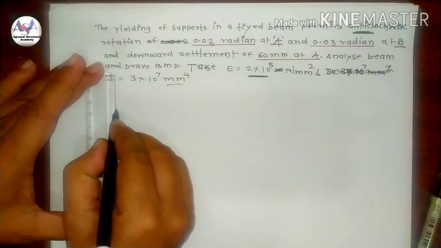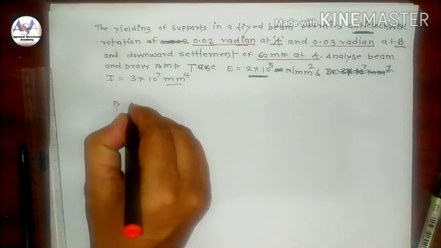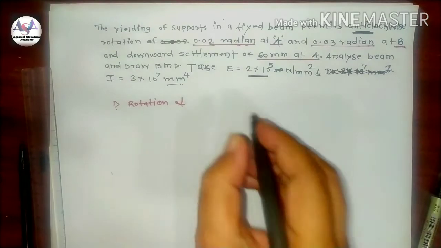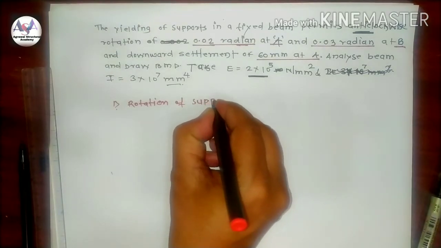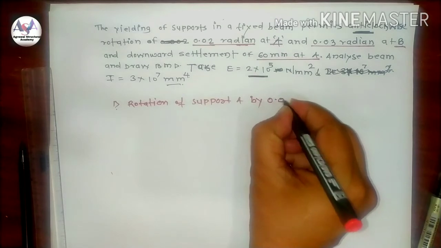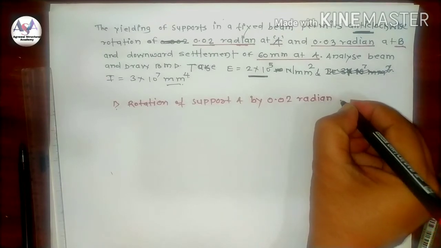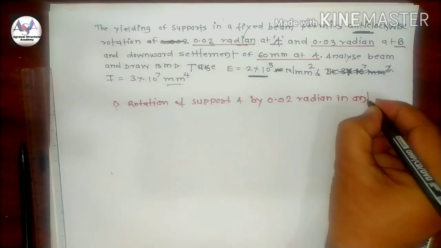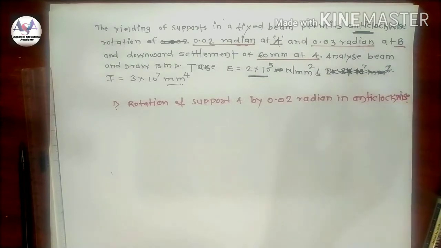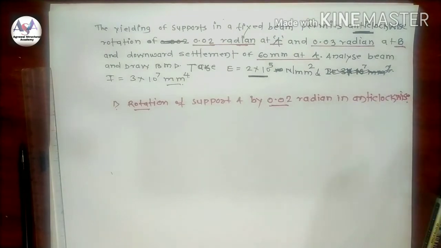So now suppose this is a fixed beam. We take the first case: rotation of support A by 0.02 radian in the anti-clockwise direction.